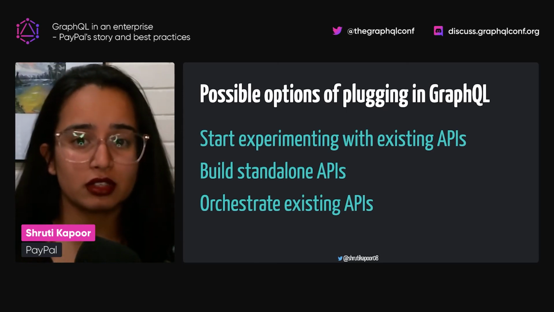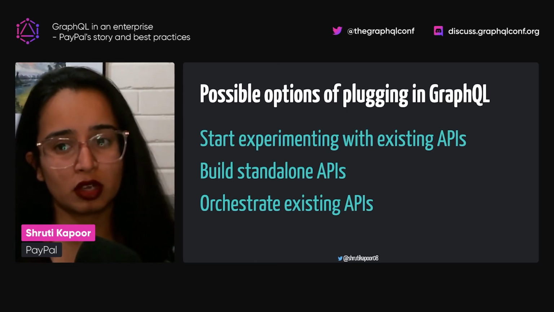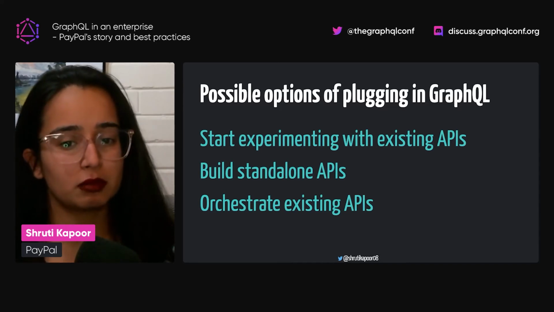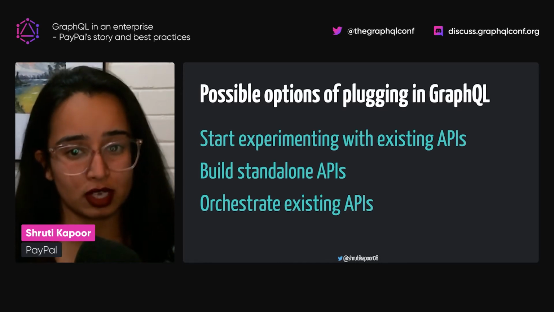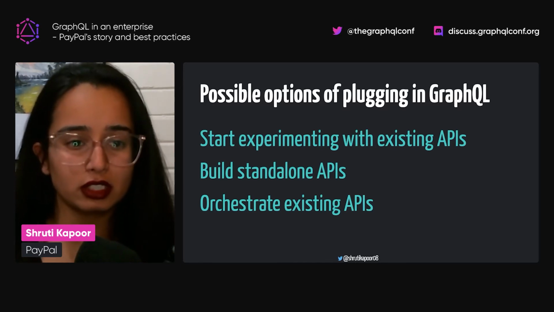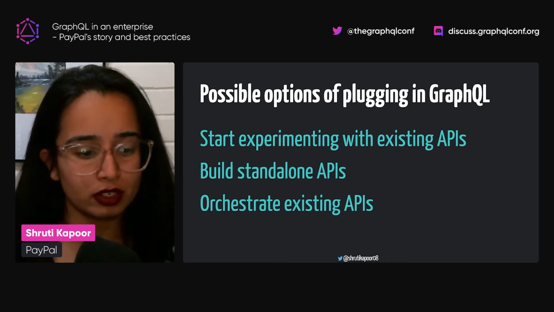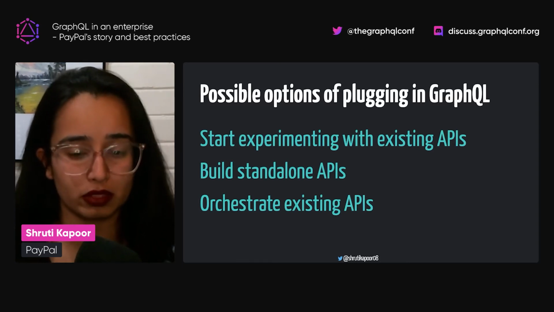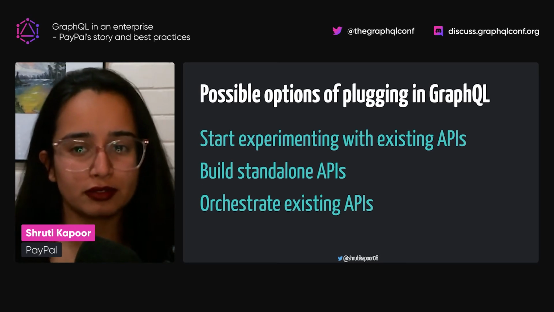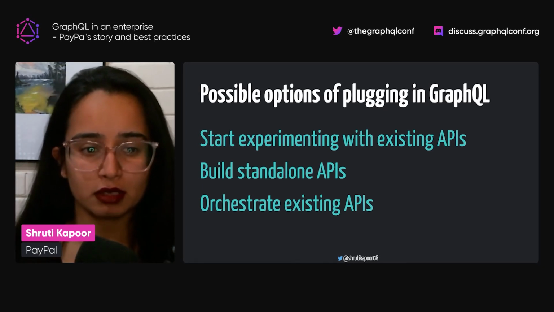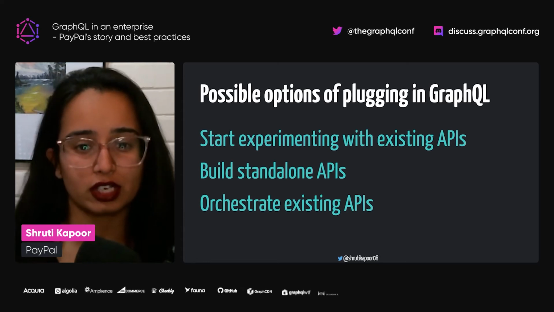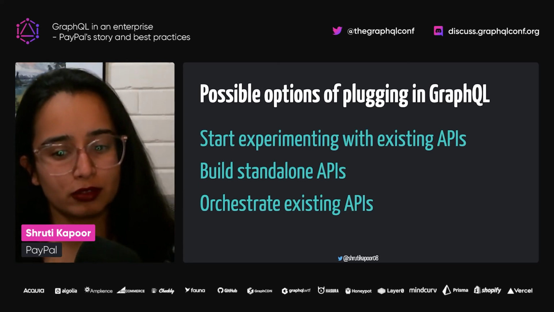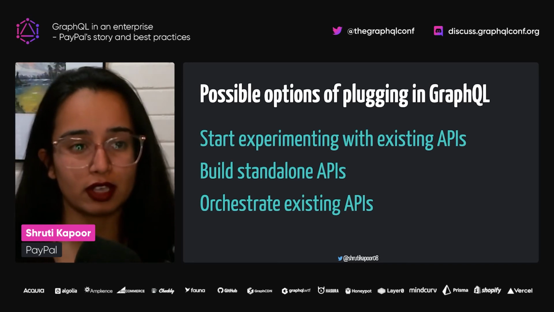Another way that we thought of adopting GraphQL is by building standalone APIs. These are APIs that were being built for the very first time. So if a new API was supposed to be built, we would build it in GraphQL and see if we could consume it that way. Another way to have GraphQL coexisting with REST APIs is again to orchestrate existing APIs as GraphQL APIs. And this was specifically helpful for teams that were more front end heavy.